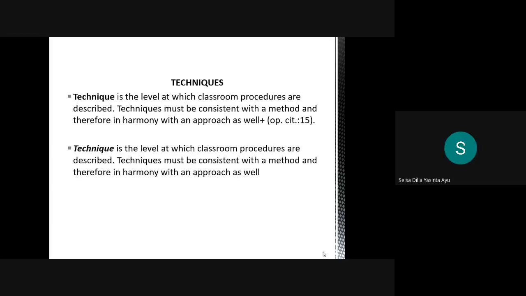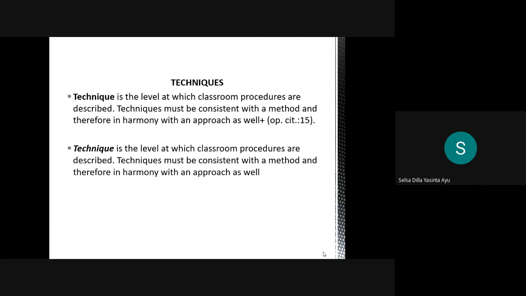Techniques. Technique is the level at which classroom procedures are described. Techniques must be consistent with a method and therefore in harmony with an approach as well.